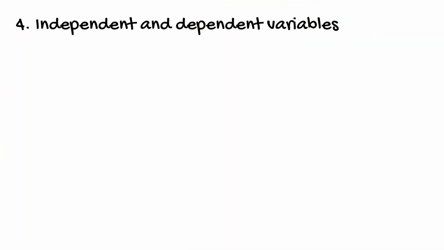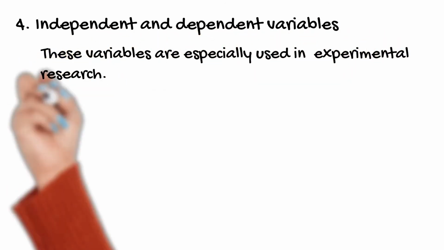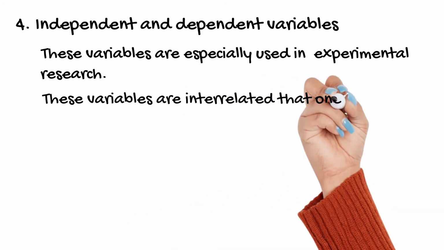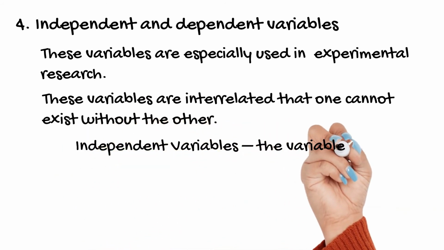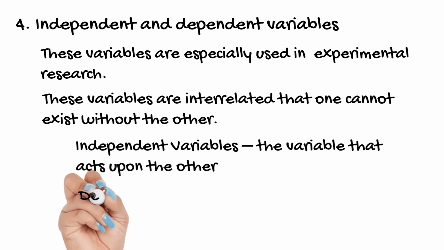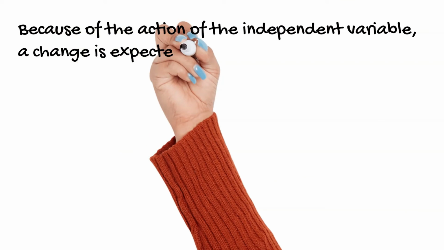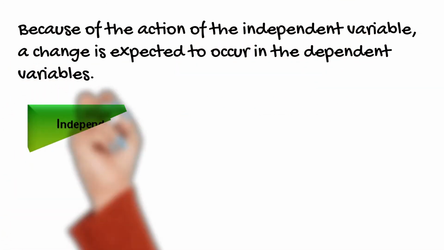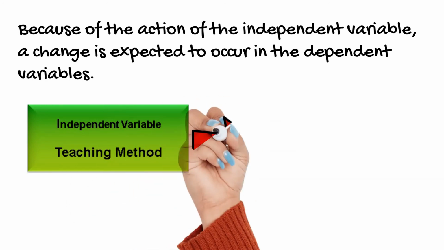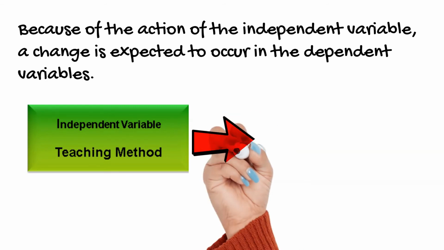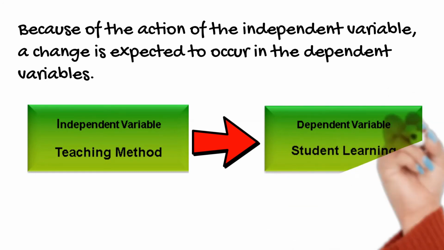Independent and dependent variables are variables which are especially used in experimental research. These variables are interrelated that one cannot exist without the other. Independent variables are the variable that acts upon the other, while dependent variables is the one acted upon. Because of the action of the independent variable, a change is expected to occur in the dependent variable. See, for example, the independent variable, which is the teaching method, will affect the dependent variable, which is the student learning.